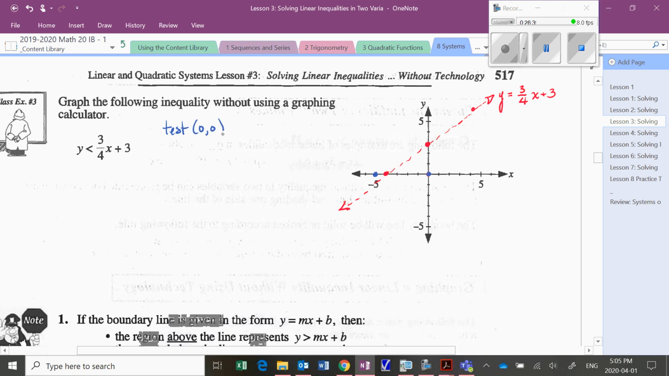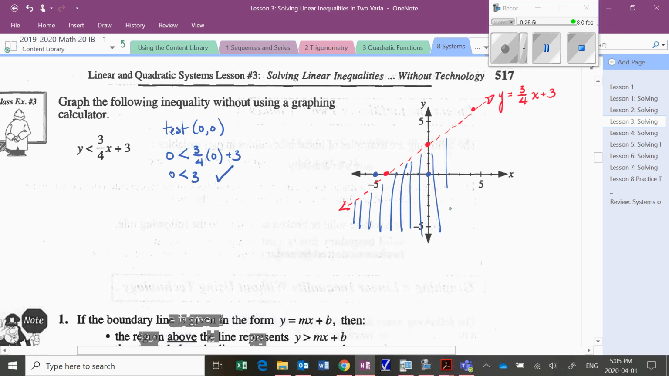0, 0 first. So 0 is less than 3/4 times 0 plus 3. So 0 is less than 3. That is in fact true. So that implies that since 0, 0, the origin, is part of the solution, then we're looking at this whole half plane. If we test the other point that I had indicated, -5, 0, then hopefully that should not work. That won't be true then.